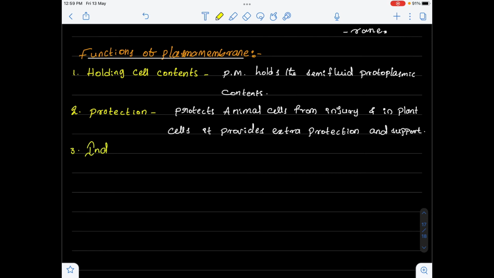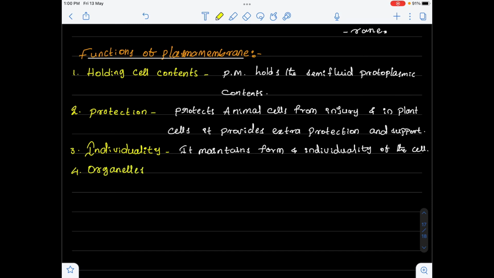Another function is individuality. The plasma membrane maintains the form and individuality of the cell.